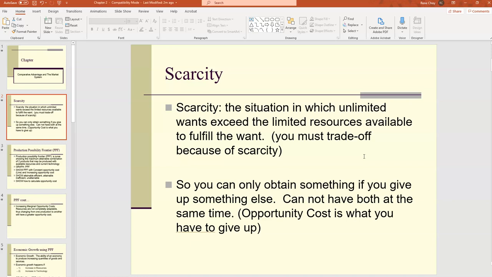As a consequence of that, you have to trade off something. So if you're a country and you say you want to have more good A's, then you have to give up good B's in order to obtain those. So you can only obtain one thing, basically, if you give up something else. You can't really have both at the same time.